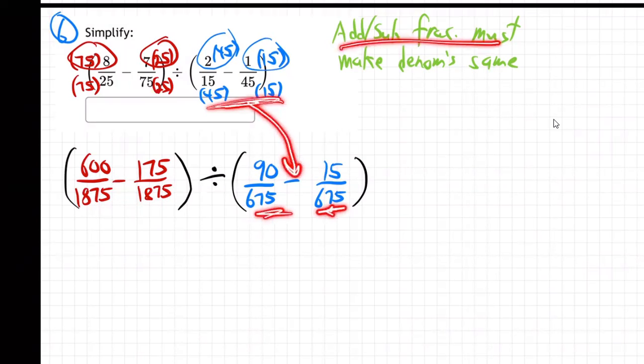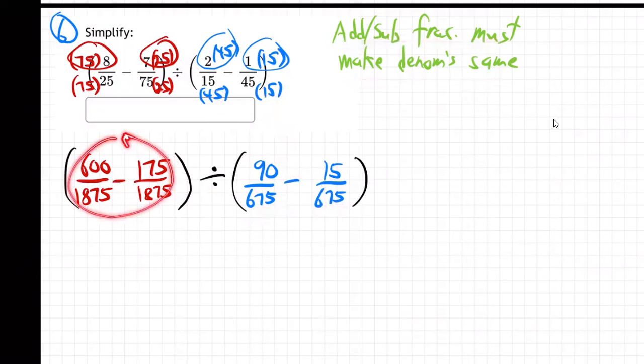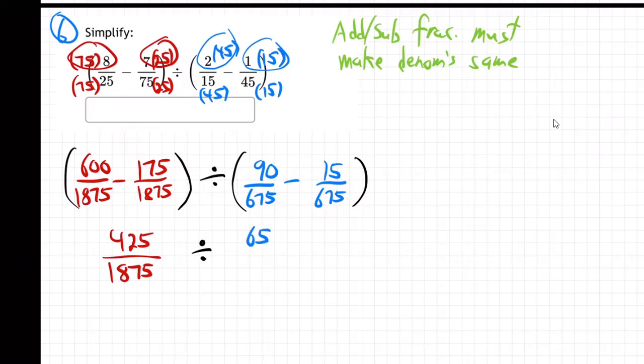Why am I doing that? Because this is adding, subtracting, and for adding, subtracting fractions, you must make the denominators match. So now these have the same denominator and these have the same denominator. So subtract them, my calculator here. I'm getting 425 over 1875, divided by, and then the other two, it's going to be 65. No, 75. 75 over 675. We good there? So I subtracted those two, subtracted those two.